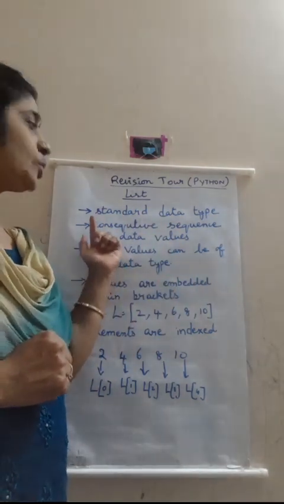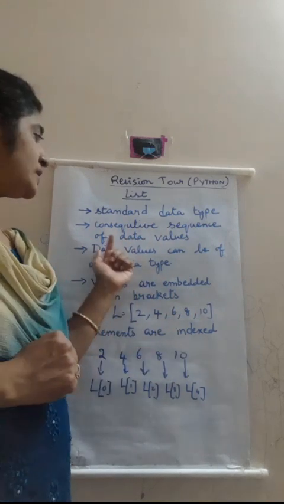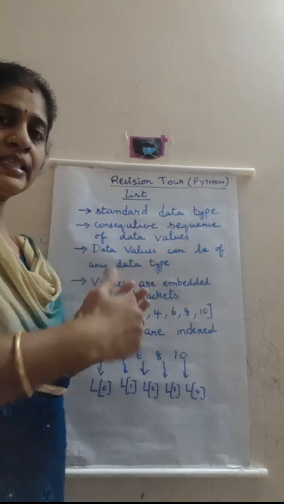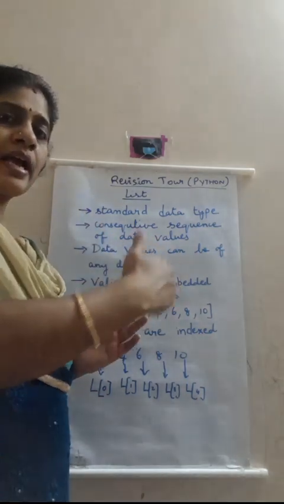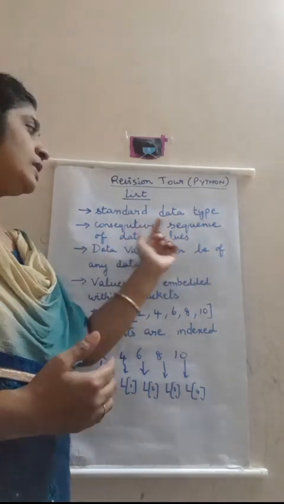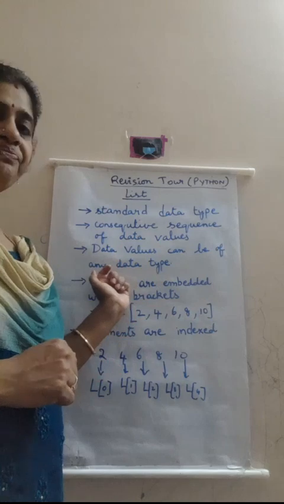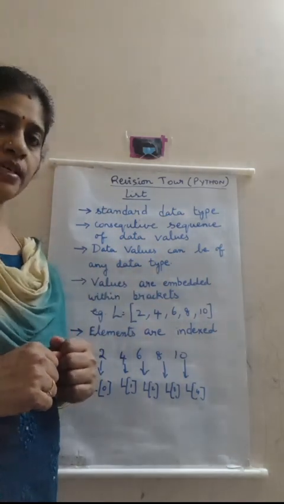It is nothing but a consecutive sequence of data values. Consecutive sequence means they are stored one after another. That is, it is a sequence, a consecutive sequence of data values. And data values can be of any data type.